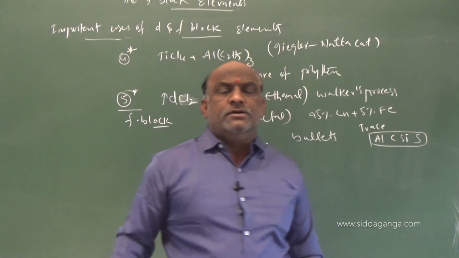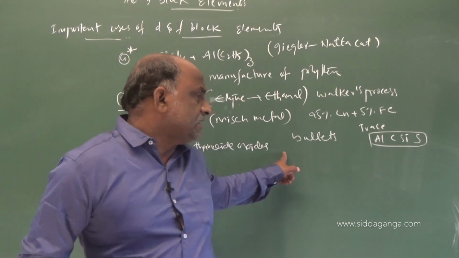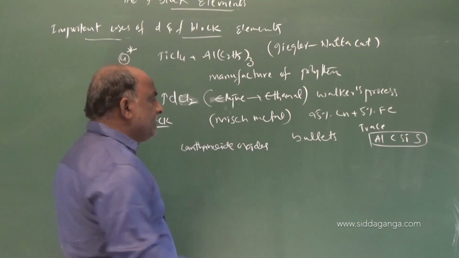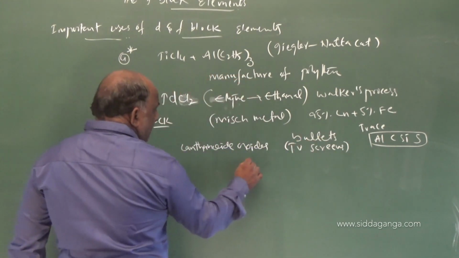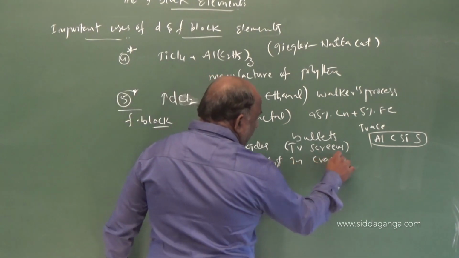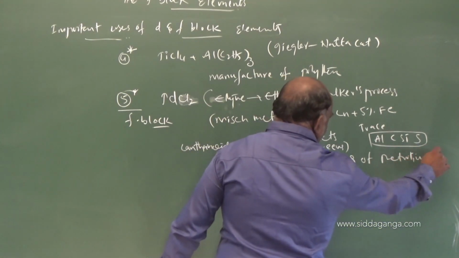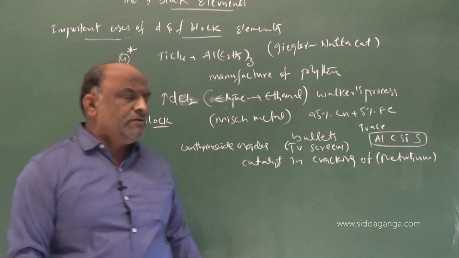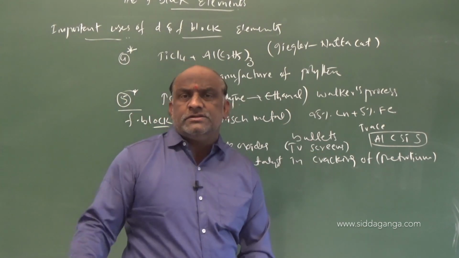Lanthanide oxides are used in television screens, phosphors, TV screens, and as catalyst in cracking of petroleum. In the petroleum industry, a cracking process is there. Under the cracking process, we can use lanthanide oxides. And in TV screens also lanthanide oxides are used.